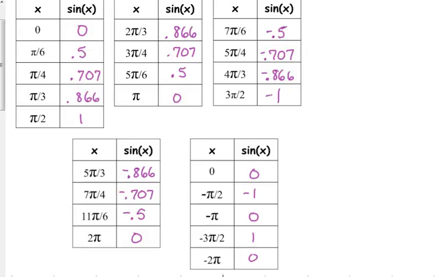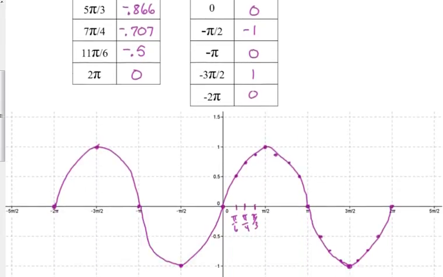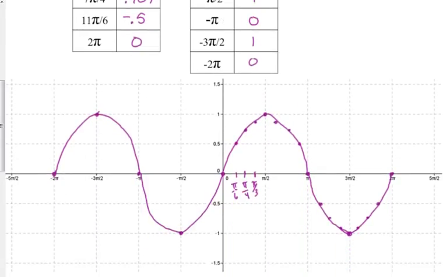What I'm trying to point out here is that the function sine of x has a domain of all real numbers. You can plug in positive angles as well as negative angles, and we can go beyond positive 2 pi and negative 2 pi. I'm just restricting it right now to kind of zoom in on this specific part of the function. You can see some symmetry here. You can see how it kind of repeats itself. It has the same general shape.